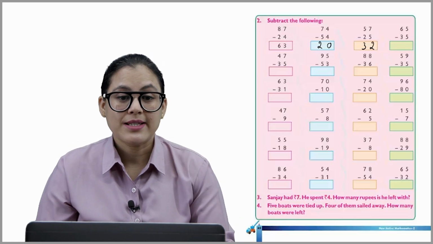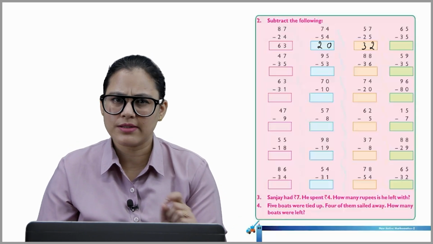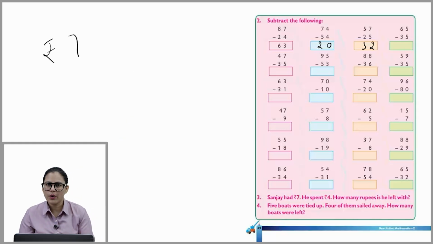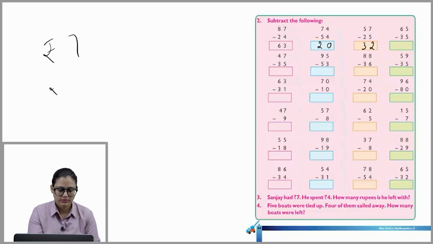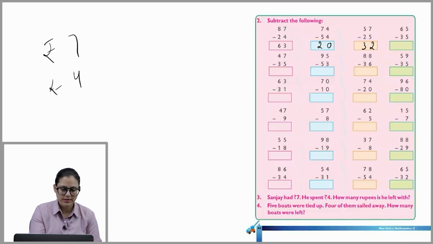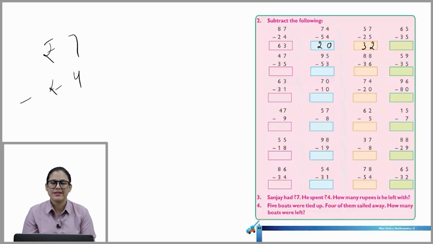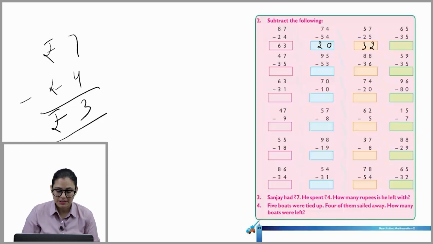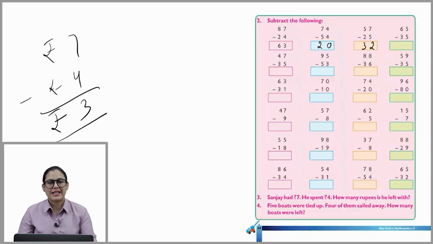Question number 3. Sanjay had rupees 7, okay? And he spent rupees 4. Now, how many rupees is he left with? He had total 7 rupees, out of which he spent 4 rupees. How many rupees is left with him? What will you do? You will simply minus them. Okay, 7 minus 4 is rupees 3. That means 3 rupees is left with him.